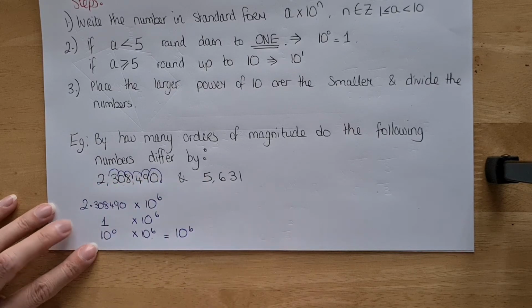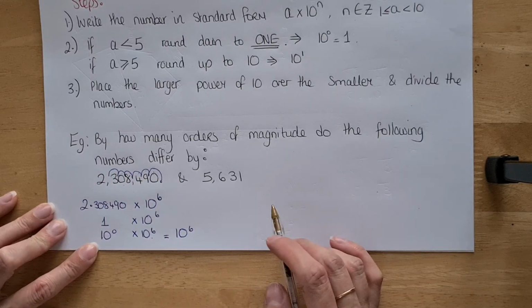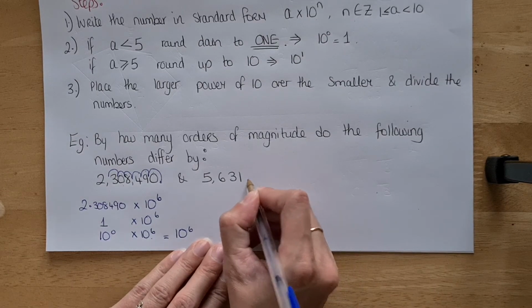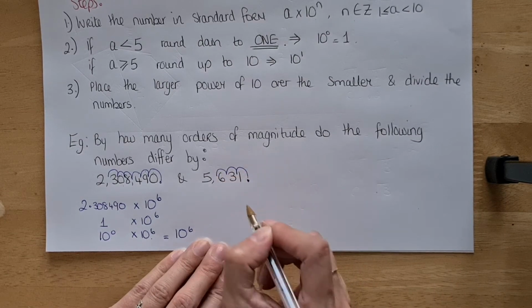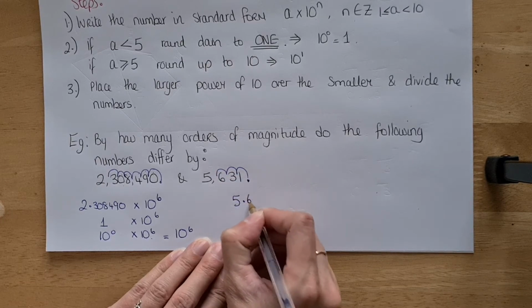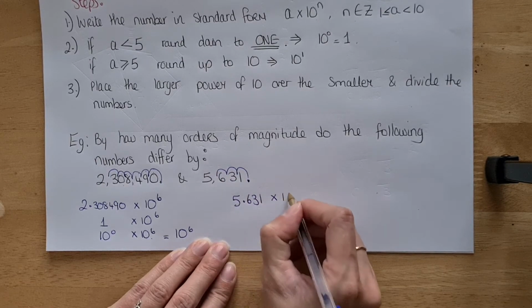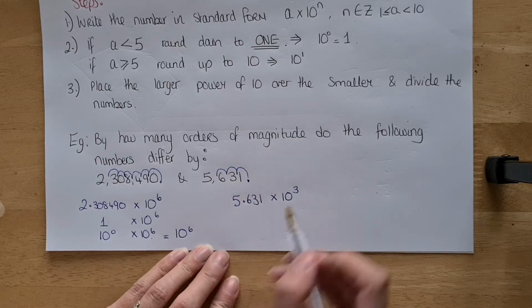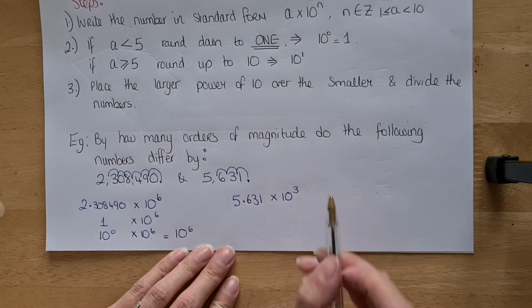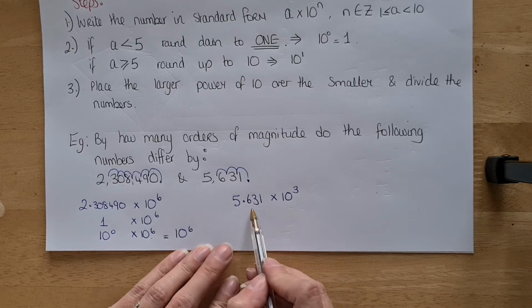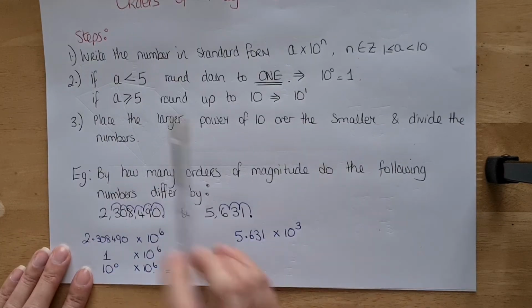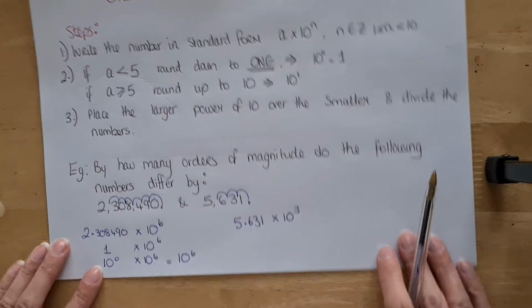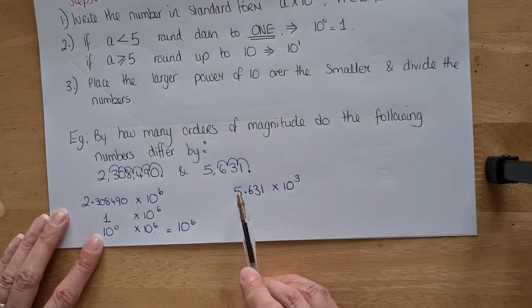I'm now going to do the exact same thing for the second number. So I'm going to write it in scientific notation. The decimal point was here, so it's going to be 1, 2, 3. So it's going to be 5.631 multiplied by 10 to the power of 3. You brought it back to the left and it was a large number, so it's a positive power. Next, you look at your value for a. And remember from step 2, if a is greater than or equal to 5, you would round the number up to 10.